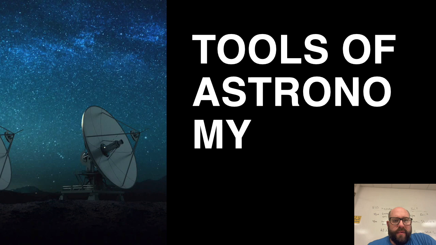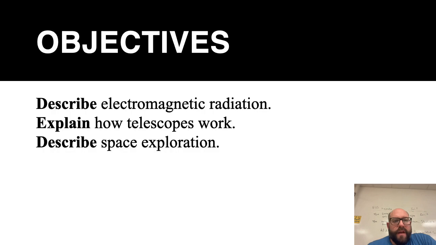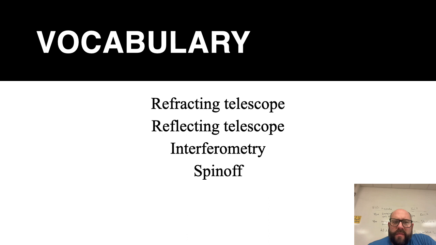You'll need a copy of your Tools of Astronomy guided notes for this lesson. Your objective: describe electromagnetic radiation, explain how telescopes work, and describe space exploration. The vocabulary that you need to familiarize yourself with is refracting telescope, reflecting telescope, interferometry, and spinoff.